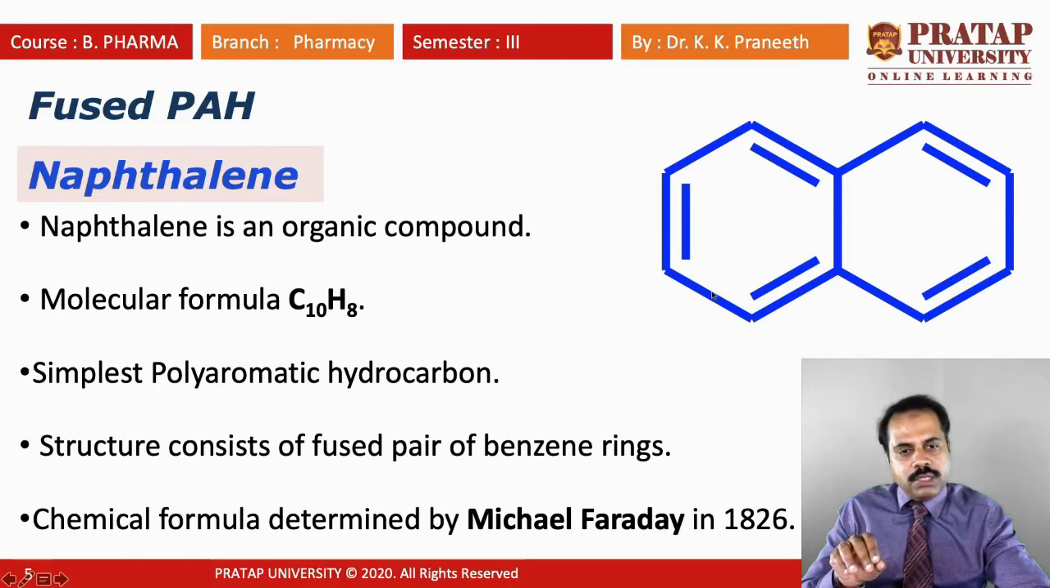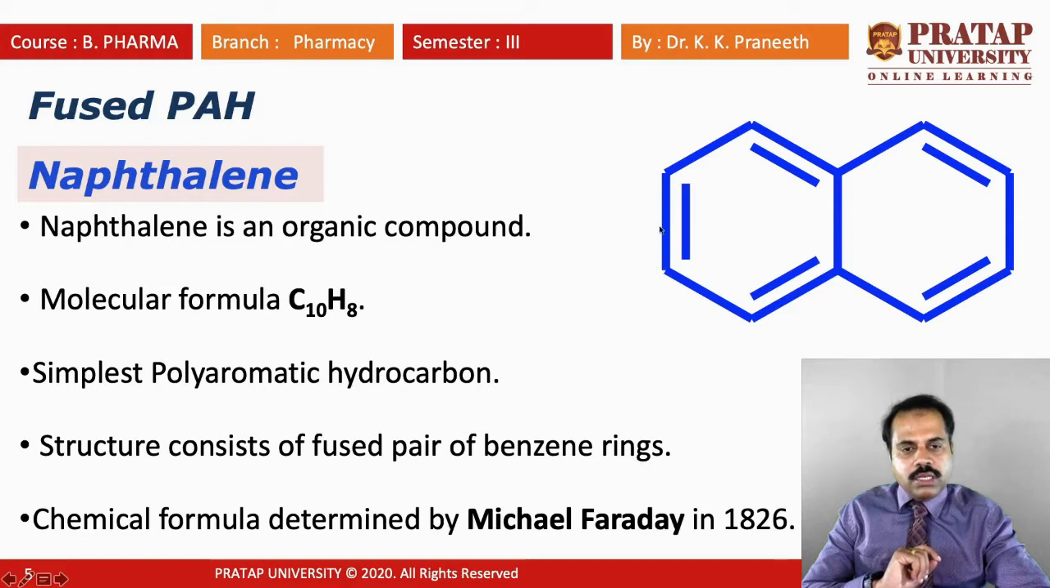So poly means more than one; polyaromatic means more than one aromatic ring. So this is the simplest one, because it contains the minimum requirement needed for a compound to be called a polyaromatic hydrocarbon. This contains two aromatic rings, or two benzene rings. The molecular formula is C10H8, right?